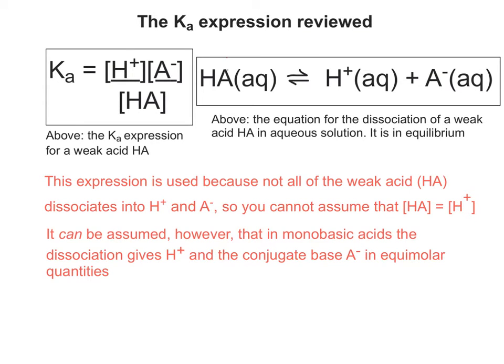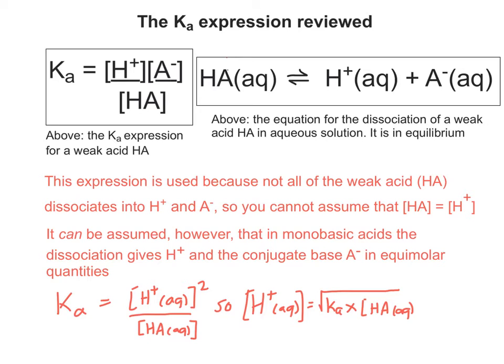But it can be assumed that in monobasic acids, the dissociation gives H+ and the conjugate base A- in equal quantities in terms of moles. This makes the isolation of H+ concentration for the purposes of working out pH a lot easier. So if we want the concentration of H+ ions, we do the square root of Ka times the concentration of HA, which means we can then work out pH really easily by doing minus log of the concentration of hydrogen ions.